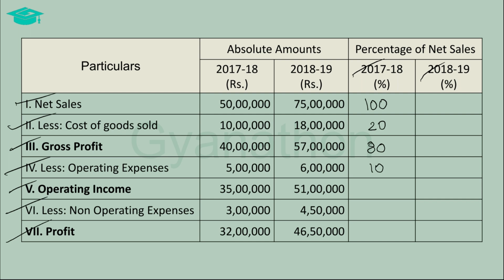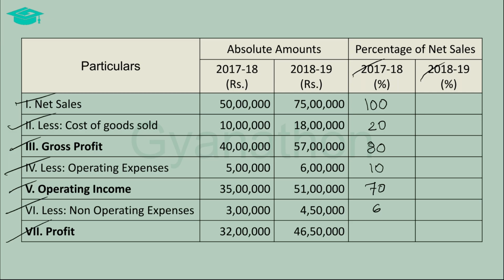The percentage in respect of the resultant operating income is 35 lakhs divided by 50 lakhs multiplied by 100, which is 70%. This means that the operating income is 70% of the total net sales. The percentage of the non-operating expenses as against the net sales is 3 lakhs divided by 50 lakhs multiplied by 100, that is 6%. This means that the non-operating expenses are around 6% of the net sales.